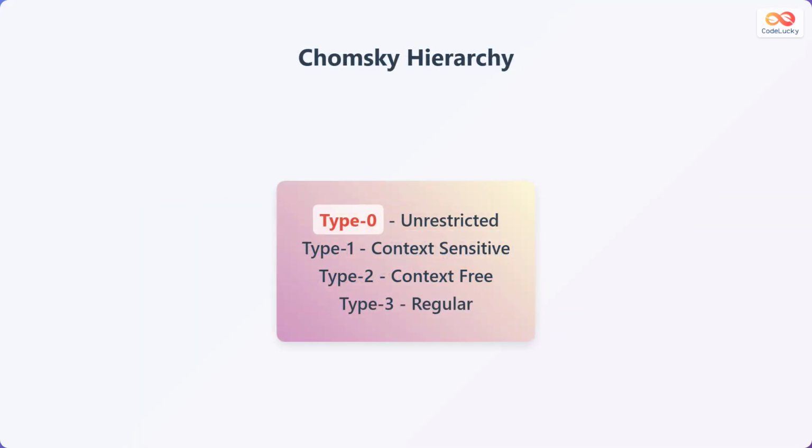Unrestricted grammars, or Type-0 grammars, occupy the highest level in the Chomsky hierarchy. Below them are Type 1, context-sensitive grammars, Type 2, context-free grammars, and Type 3, regular grammars. Each level has more restrictions than the one above it.